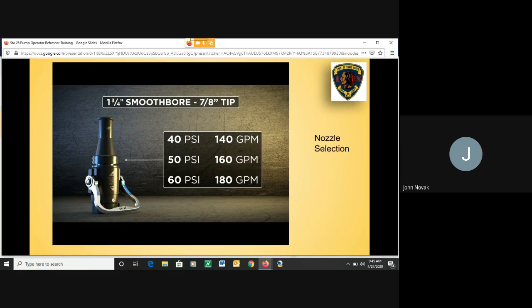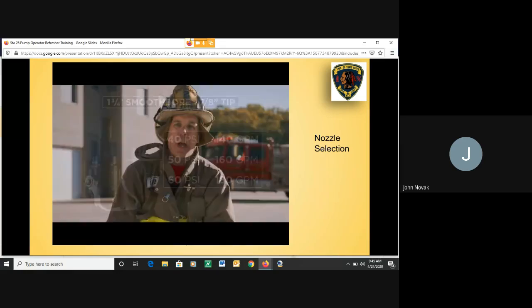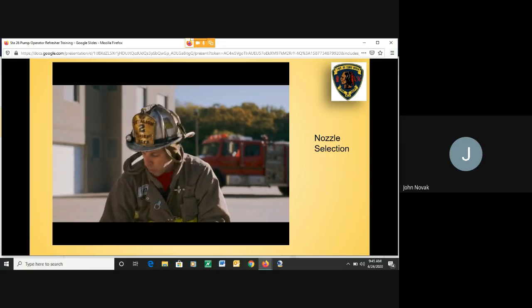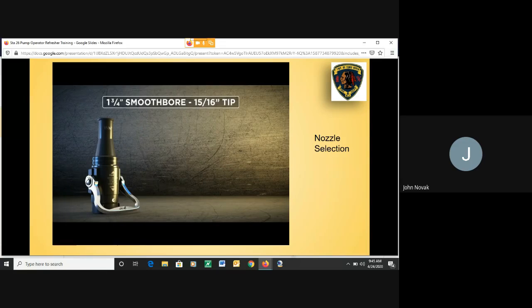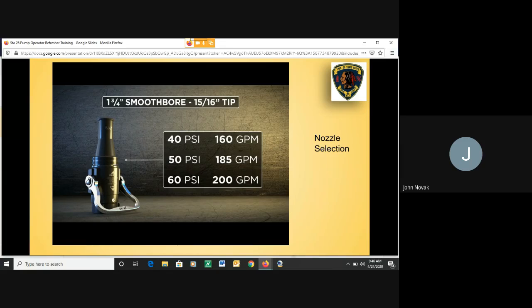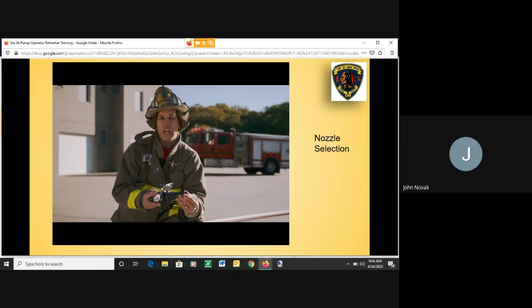We talked about the 7/8 being your standard bread and butter house fire type nozzle, but we also have the very common 15/16 smoothbore at 50 psi, roughly giving us 185 gallons a minute. It too can be underpumped at 40 psi, dropping it down to roughly 160 gallons a minute, or overpumped at 60 and getting somewhere around 200 gallons a minute. The key factor with the 7/8 is, when we underpump it, how is it going to affect your hose and nozzle package in relation to kinking on the fire ground.